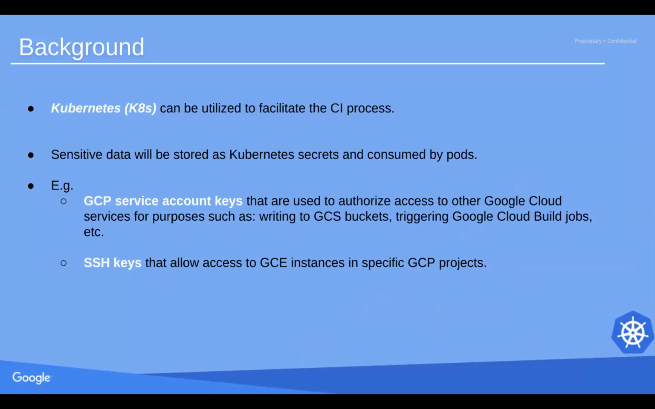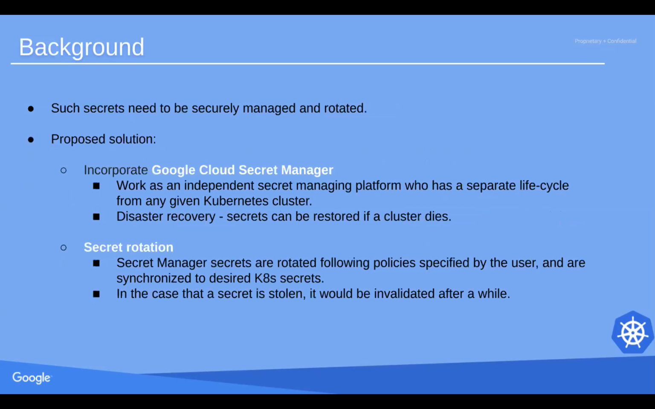We utilize Kubernetes to facilitate the CI process. Within these processes, sensitive data is needed and stored as Kubernetes secrets, and then consumed by pods that need them. For example, we store GCP service account keys as Kubernetes secrets, and they can be used to authorize access to other Google Cloud services, such as writing to GCS buckets or triggering Google Cloud Build jobs. These secrets need to be securely managed and also rotated.